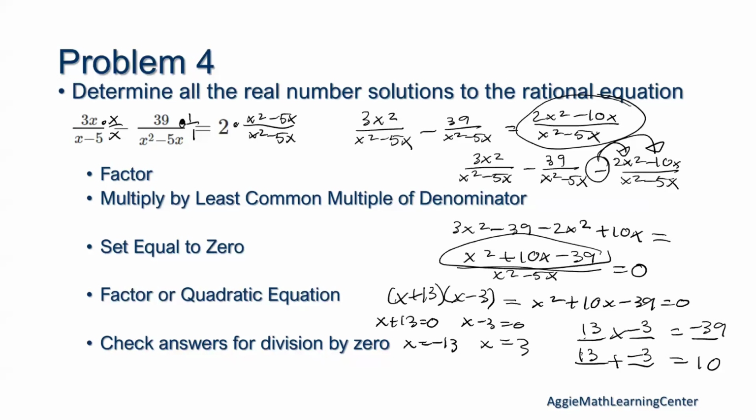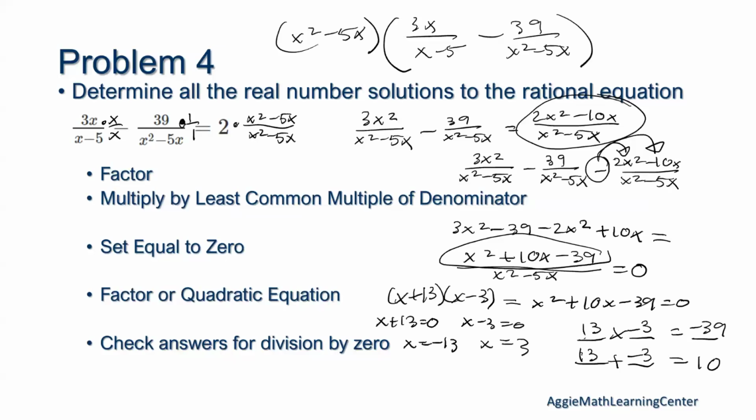It would still just be a little more difficult, because if you look, we have x squared minus 5x times 3x over x minus 5 minus 39 over x squared minus 5x. We're going to have to FOIL, so it's a little bit more difficult. But yes, if you multiply that equation by the same thing on both sides, it will still work. Any other questions?